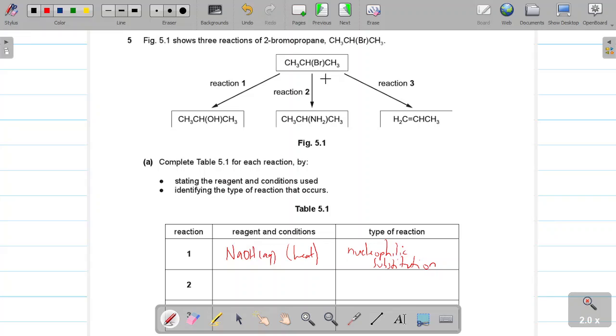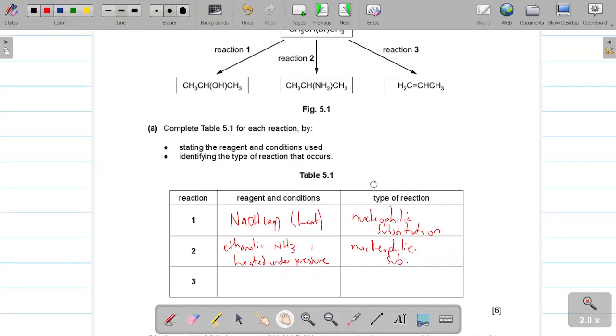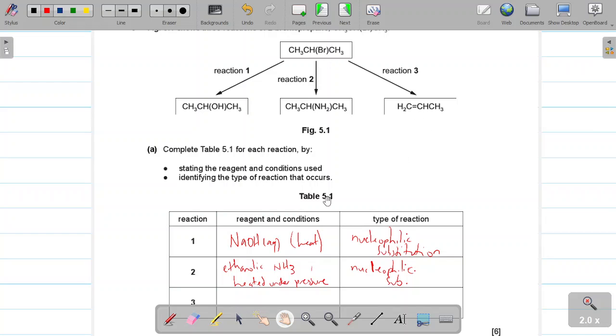Reaction 2 is the halogenoalkane being converted to an amine. So for that reaction, we should be aware that we need to use ethanolic ammonia, which is just ammonia in ethanol, and this reaction has to be heated under pressure. And the reaction is also the same as above. It is a nucleophilic substitution.